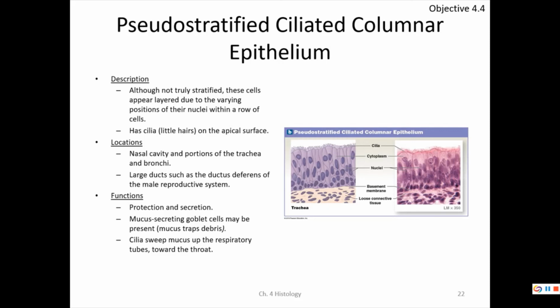Now, it functions in protection and secretion. It also sometimes uses goblet cells to make the mucus. Think of our snot goblet again. It uses that to catch and trap debris, and then it uses the cilia to swipe and sweep that mucus up out of the throat towards the mouth to cough it up, along with the things that are trapped in there. It basically acts like a mucus escalator, and the mucus acts like flypaper to trap debris, and then it pulls it up, and you can cough it out and get rid of what you inhaled.